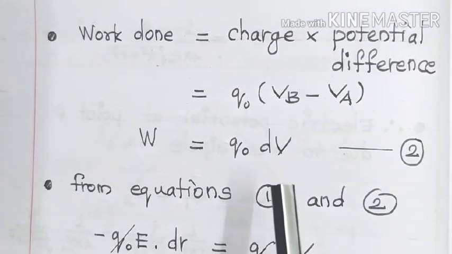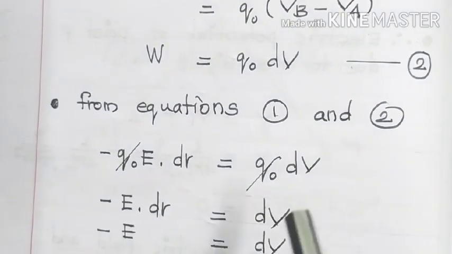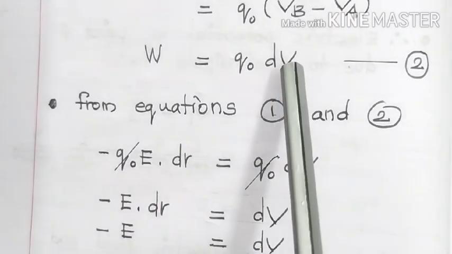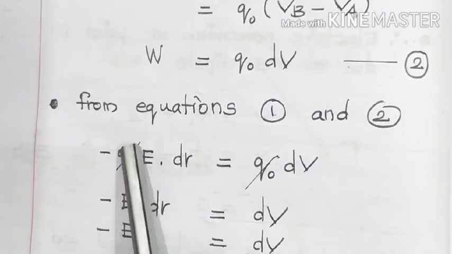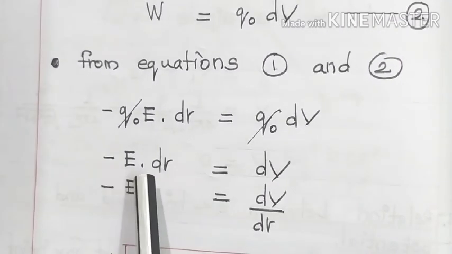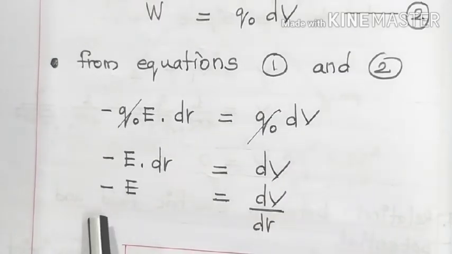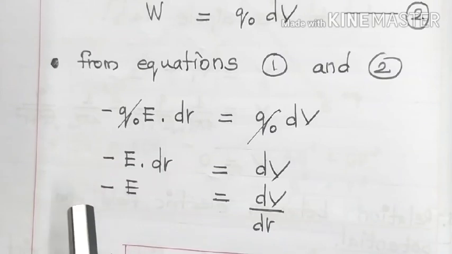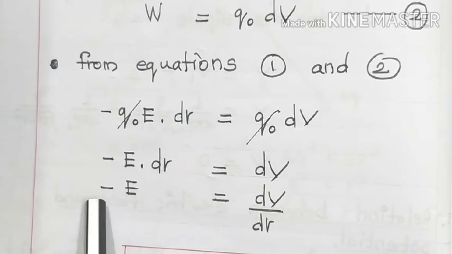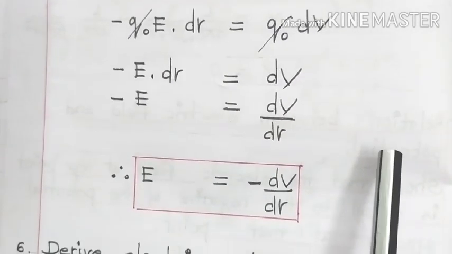Now, from equations 1 and 2, the left hand sides are equal, so the right hand sides must be equal. So minus Q naught E dot dr is equal to Q naught dV. Q naught and Q naught get cancelled. What is left here is minus E dot dr, which is equal to dV on this side. So let me keep E on one side and bring the dr this way. It becomes dV by dr.